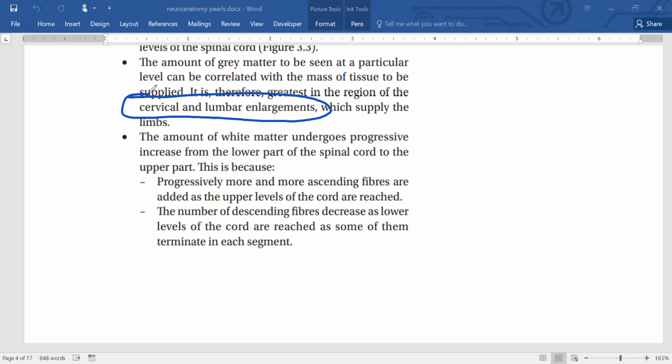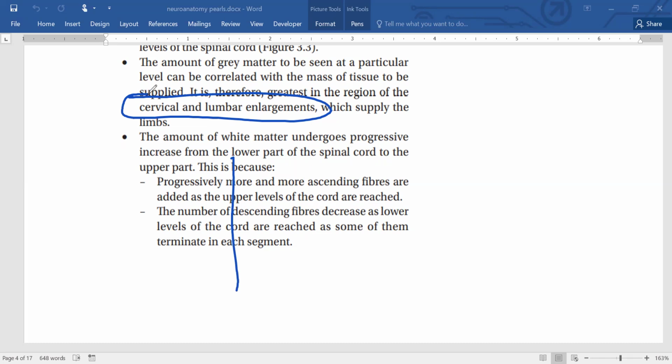And the amount of white matter undergoes progressive increase from the lower part of the spinal cord to the upper part. Now this is because progressively more and more ascending fibers are added to the upper levels of the cord, and the number of descending fibers decreases as lower levels of the cord are reached, as some of them terminate in each segment.